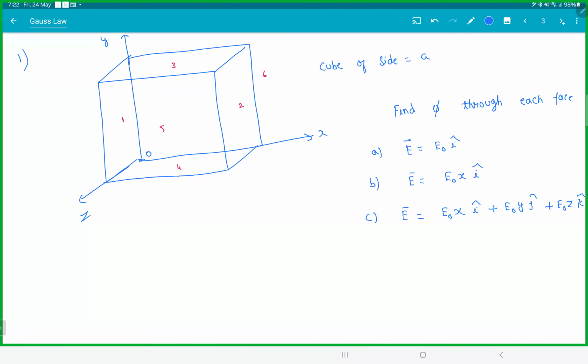All 3 done, sir. E naught i cap, E naught x i cap, and E naught x i cap, y j cap, z k cap. There are 3 questions. Done, sir, the one you showed on the previous page. Okay. First one, what to do? I'll show you one. See the first one.